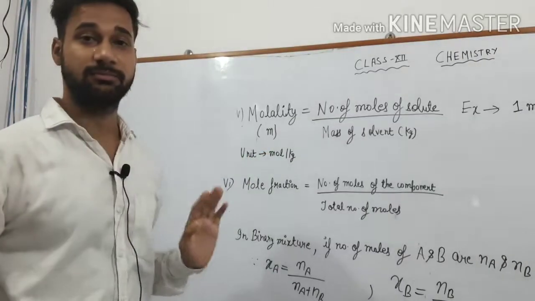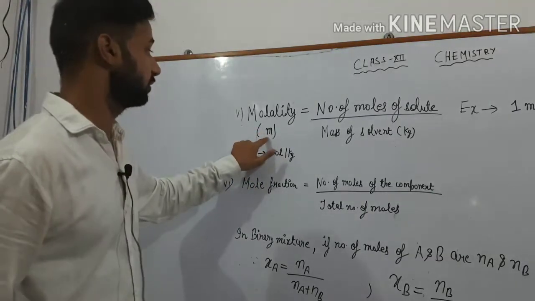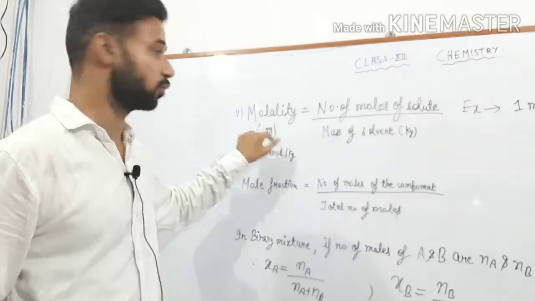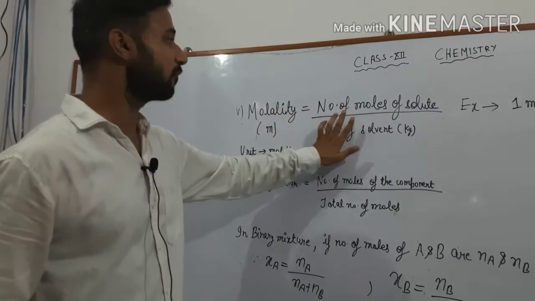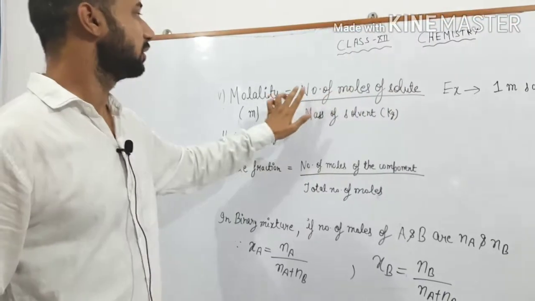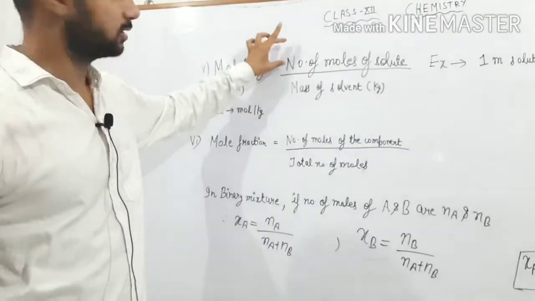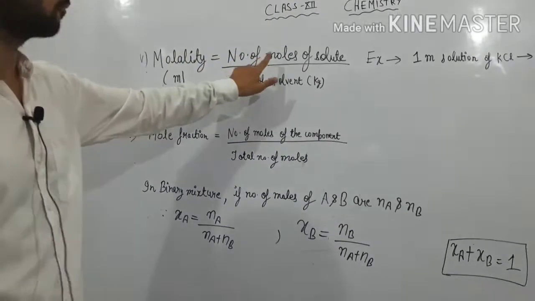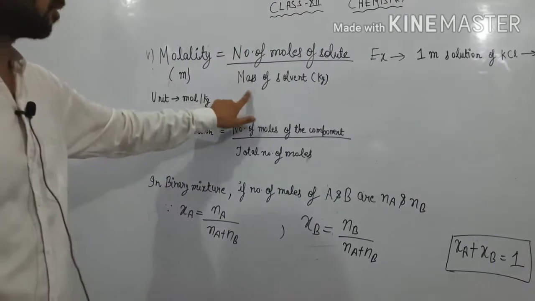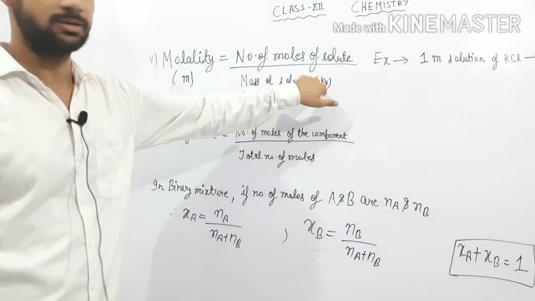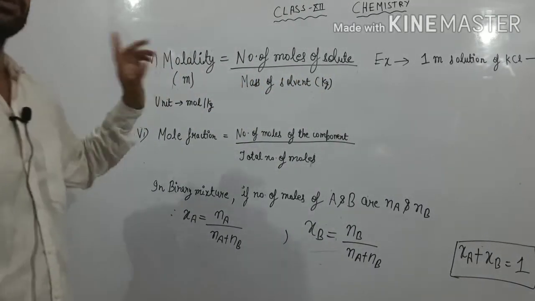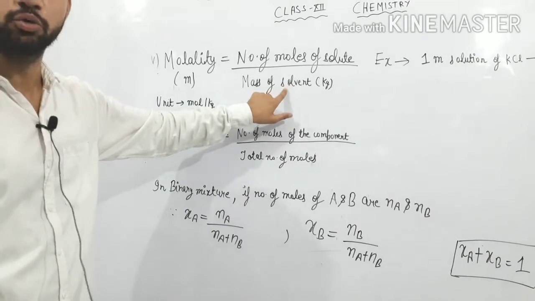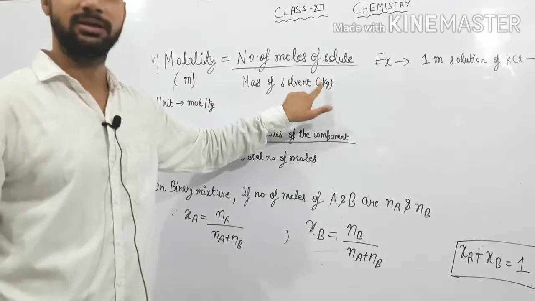Okay, this is very important because we have to understand what small m suggests and what capital M suggests. Molality is equal to number of moles of solute. Always in the numerator we have to find the number of moles of solute, divided by the mass of solvent in kg. In molarity it was the volume of solution we had to find, but here it is the mass of solvent, not the solute, in kg.